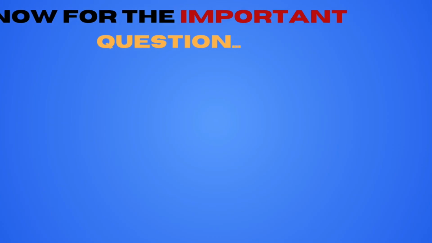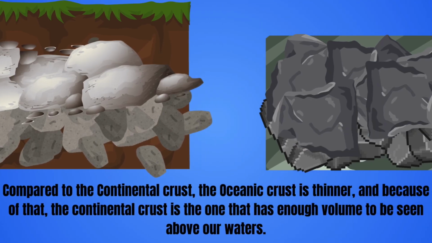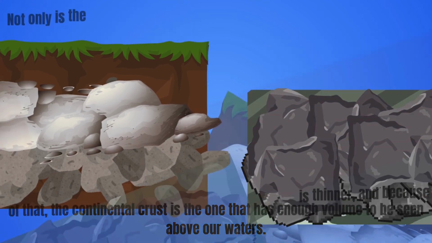Now for the important question, why are continents higher than oceans? Compared to the continental crust, the oceanic crust is thinner, and because of that, the continental crust is the one that has enough volume to be seen above our waters.